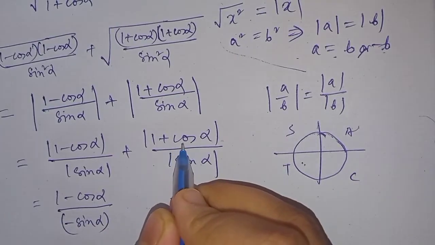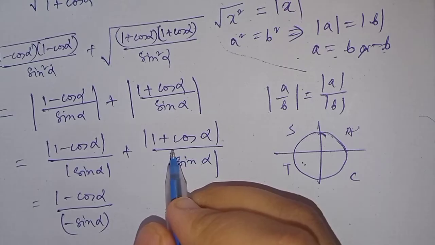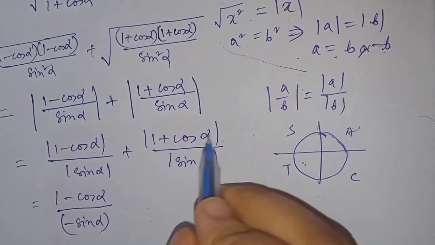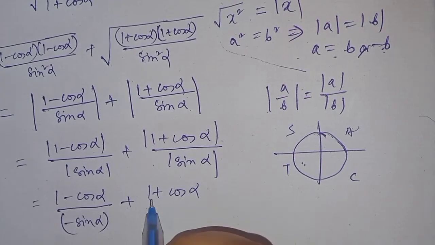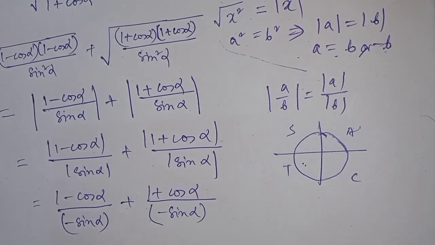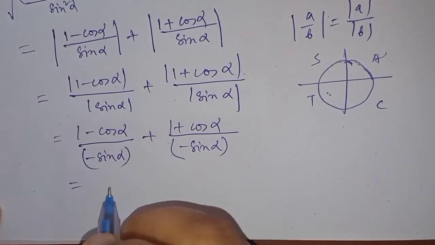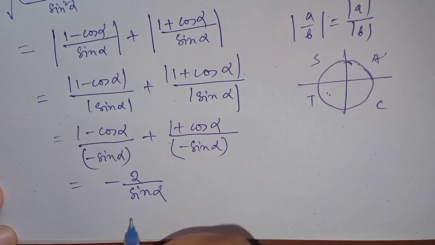And say sin is negative, cos is negative, but it is still not more negative than minus 1. So if I simply put 1 plus cos alpha, my work will be done. And here in sin alpha, I have to put minus sin alpha. And if I substitute and simplify, then I will get my final answer as minus 2 by sin alpha. And that is the final answer.